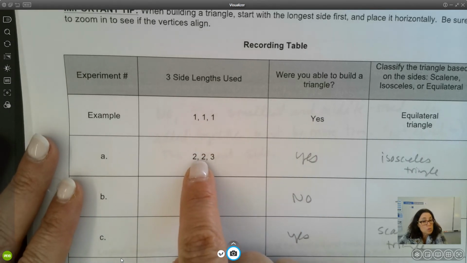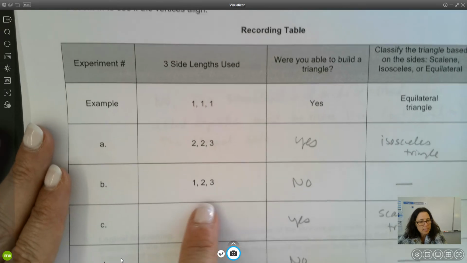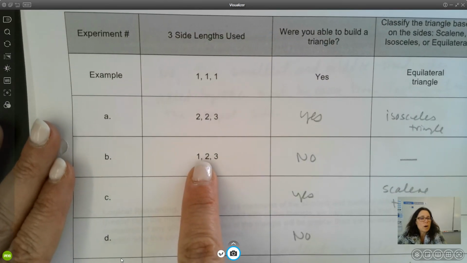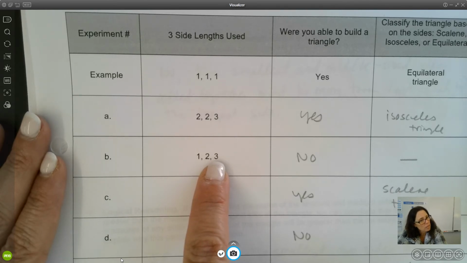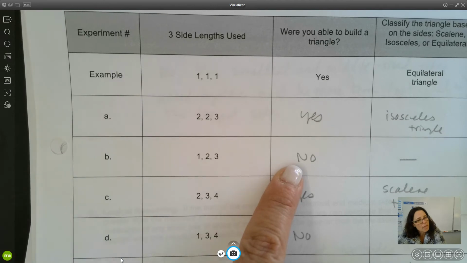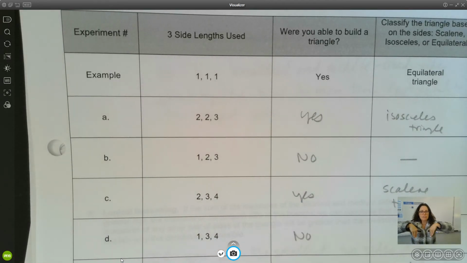Let's take the two smallest. Add them together, 4. Is that bigger than 3? Yes, it forms a triangle. Ooh, look at this one. Take the two smallest, 1 and 2, add them together, 3. Is 3 bigger than 3? No. Remember that one came close, but we could never quite get it. It kind of collapsed in on itself.